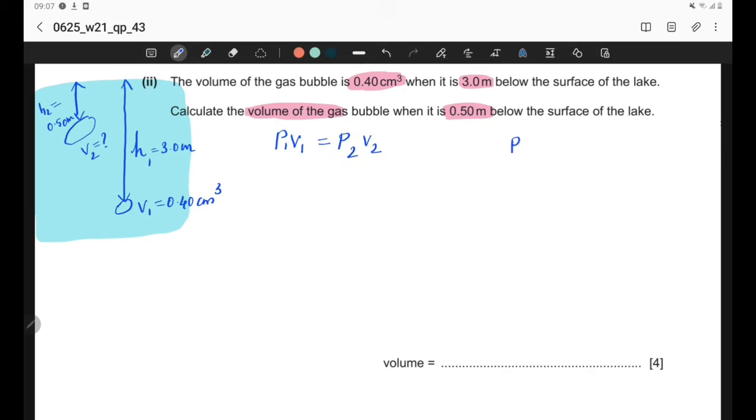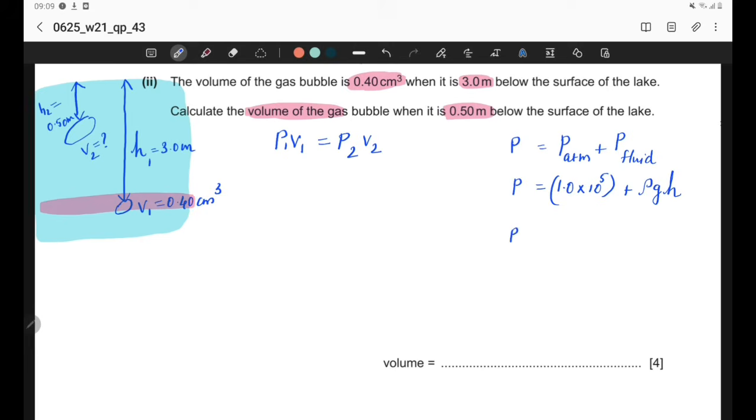The pressure at a level will be the pressure due to the atmosphere plus the pressure due to the fluid. That means the pressure at a particular level is the pressure due to the atmosphere, which is given in the question. In the previous section, atmospheric pressure is 1 times 10 to the power 5 Pascal, plus the pressure due to fluid. We can use the equation density times gravitational field strength times the depth, or the height of the water level above the air bubble. So we can calculate P1, the pressure on the air bubble when it is at its initial position.